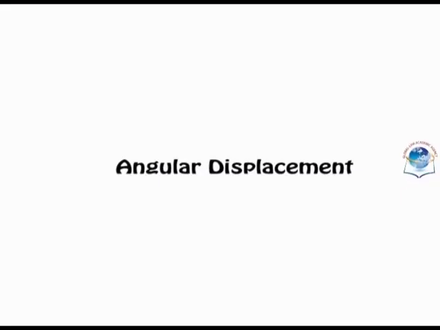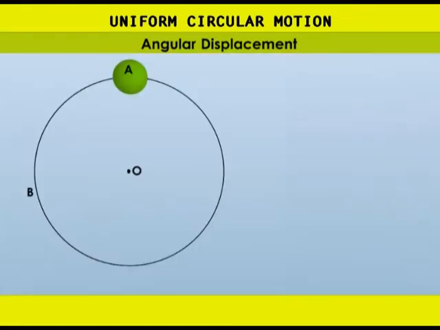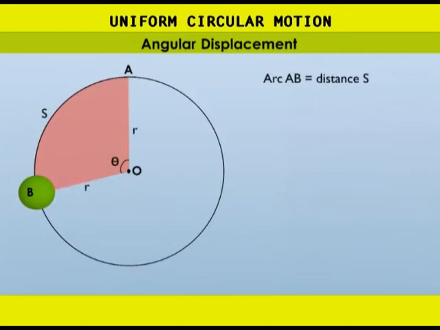Angular displacement. Now, angular displacement is defined as the angle in radians through which a point or a line has been rotated about a specific axis. It is the angle made by a body moving in a circular path. Consider a particle moving along the circular path from A to B. The arc AB represents the distance s, while the angle theta subtended by the arc AB is the angular displacement.